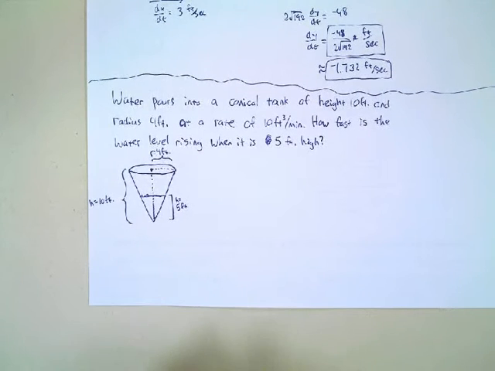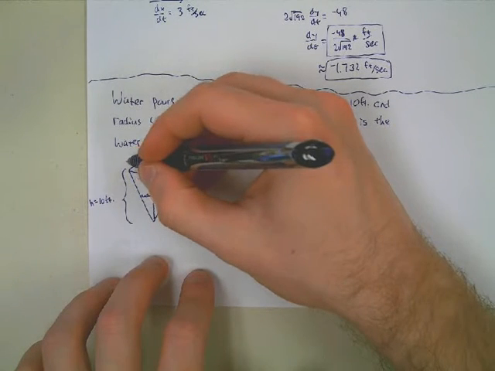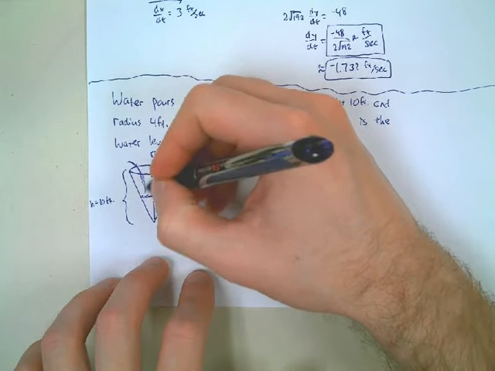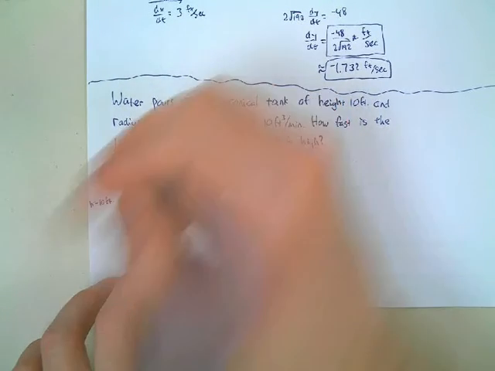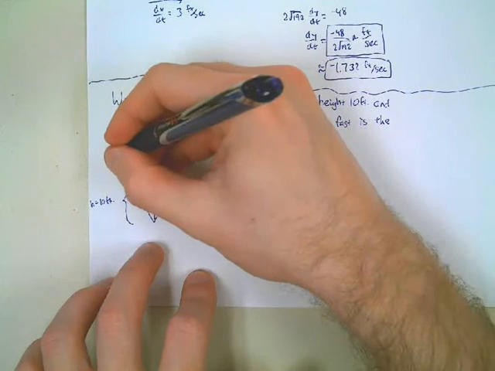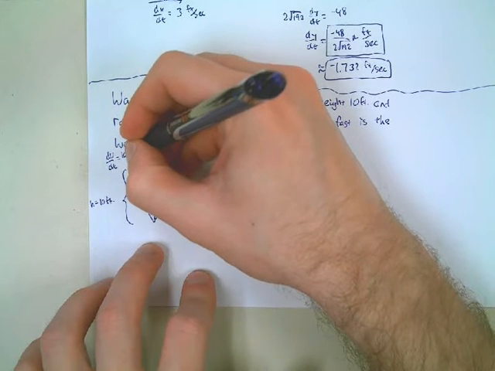And the last thing is the water is flowing in at a rate of 10 feet cubed per minute. So that's dV/dt, 10 feet cubed per minute. That's the rate of change of volume, 10 cubic feet per minute.